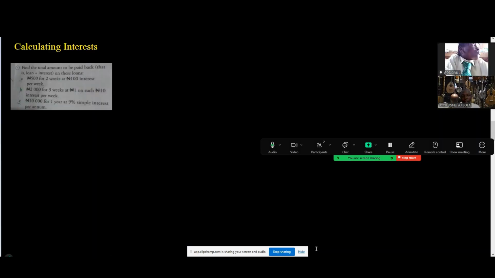So, the question we have here on calculating interest, the first question says, find the total to be paid back on these loans. So, the first loan, the total to be paid back, if you have a principal, like the amount you borrowed, plus the interest, that is going to be the total amount at the end of the day.